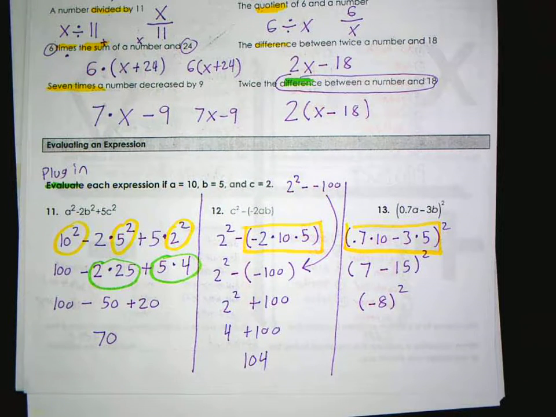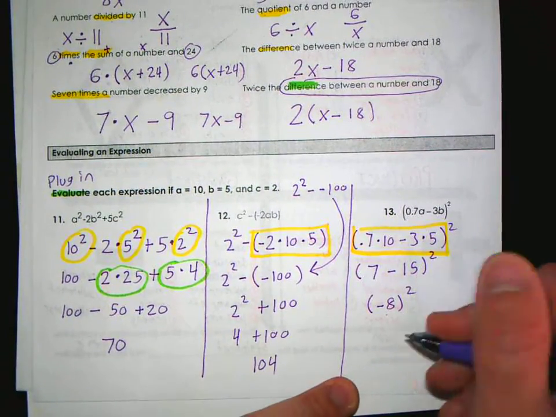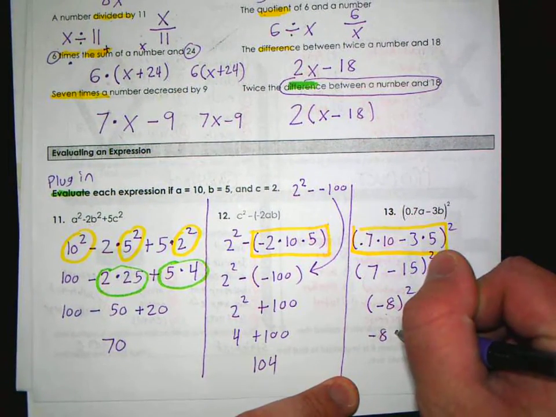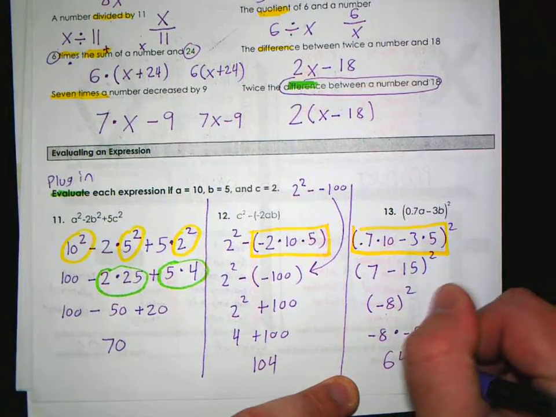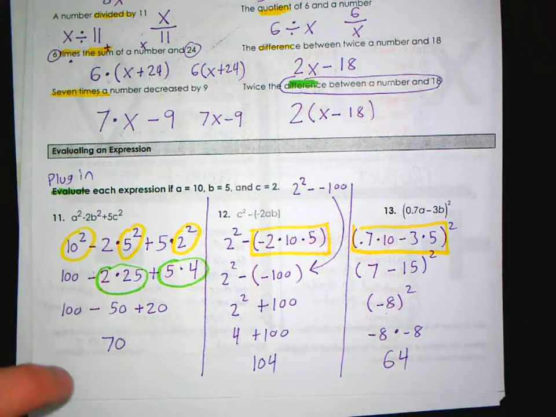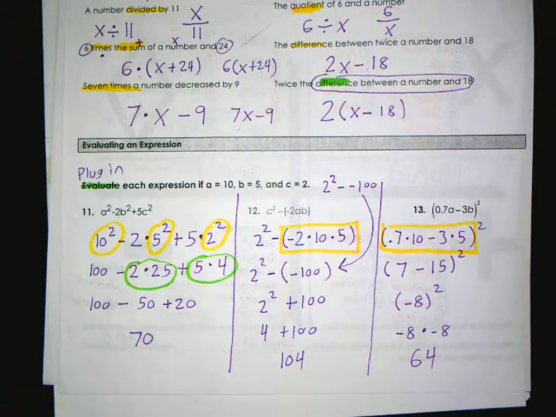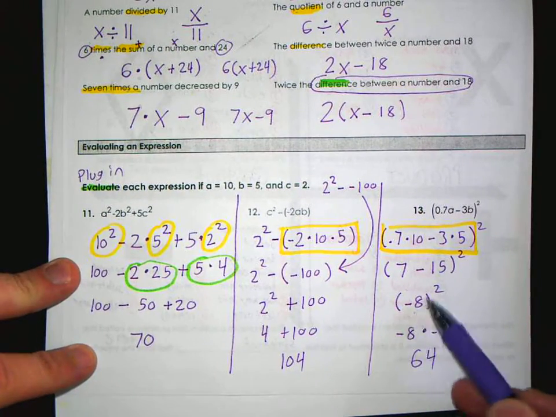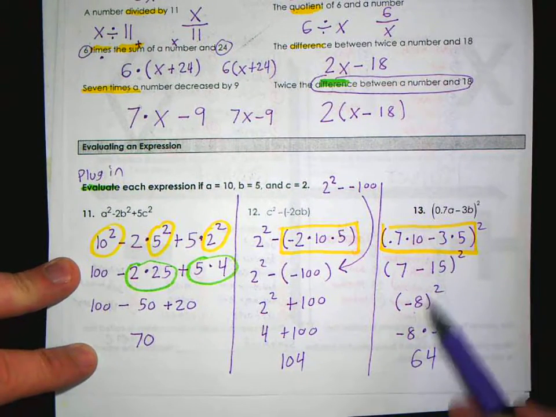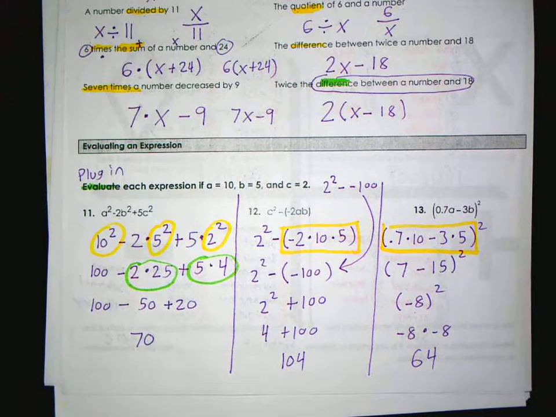So I go to exponents, -8 squared. What is -8 times -8? Positive 64, right? Now maybe you skip that middle step, you don't really need it, okay? But -8 squared, 64. When you type this in your calculator, make sure you put this in parentheses. If you don't, it'll spit out -64, which is wrong.